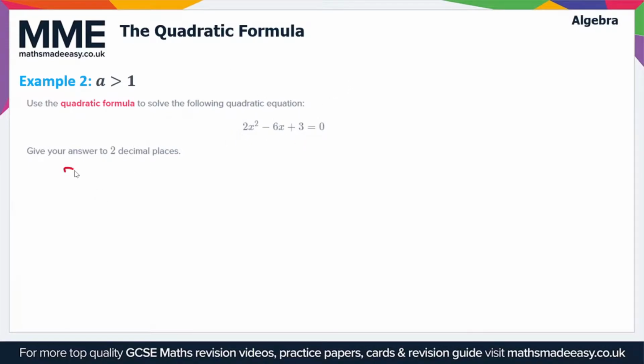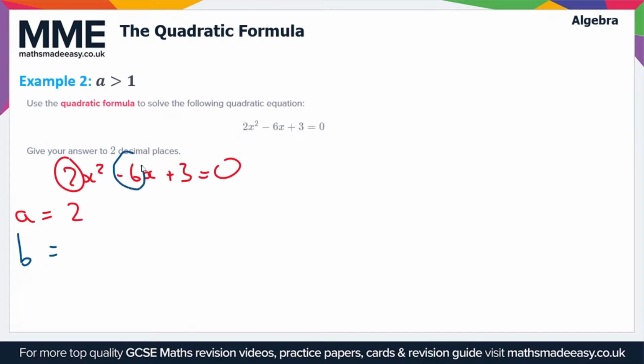So we have the expression 2x squared minus 6x plus 3 equals 0, and we want to use the quadratic formula to find the solutions to this equation. So first of all we need our values of a, b and c. So a is the coefficient of x squared, which is 2, b is the coefficient of x, which is minus 6, and c is the number on the end, which is plus 3. So c equals 3. I'll just remove these circles so we can see the expression again.